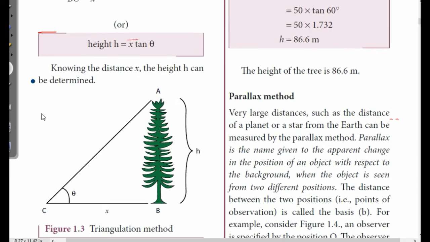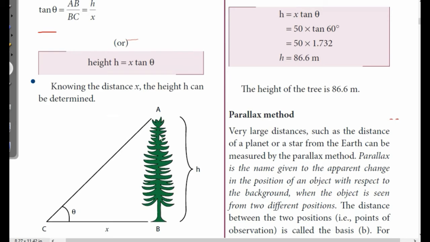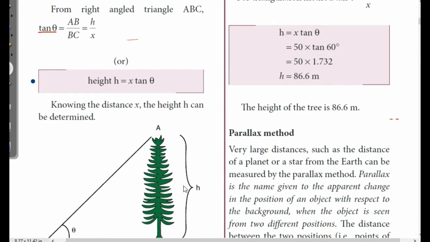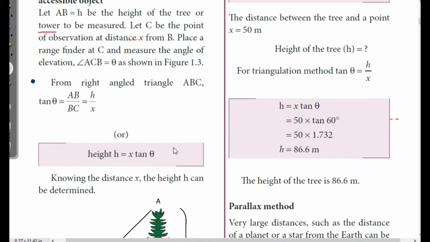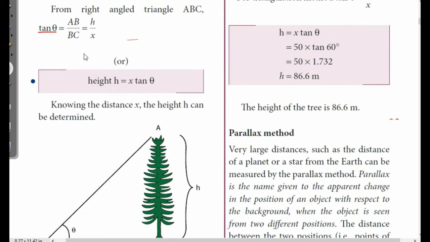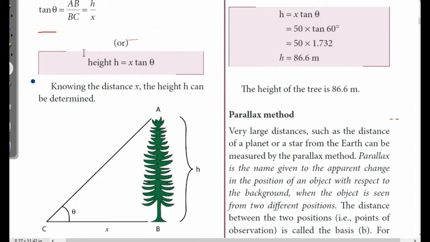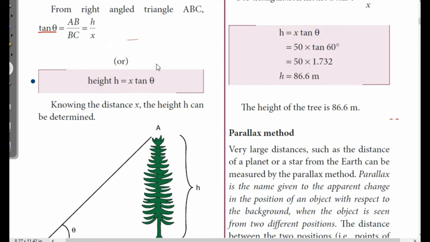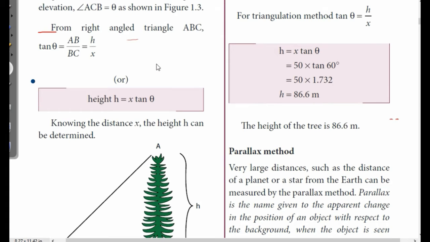A, B and C. AB is equal to height H. This is the height of a tree or a tower to be measured. Let C be the point of observation from which we observe the tree. So from C we have to estimate the angle from which we are observing the top of the tower or the top of a tree. So we have to measure the angle.